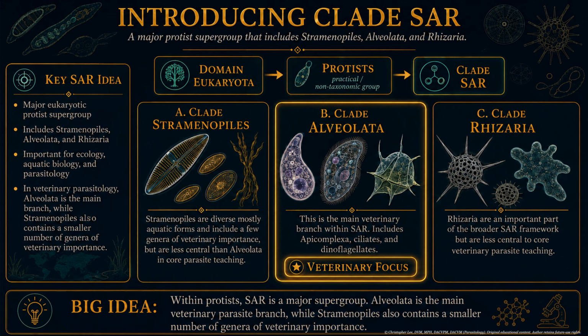Stramenopiles include a smaller number of veterinary relevant genera. Alveolata is a big veterinary branch here. It includes Apicomplexa, ciliates, and dinoflagellates. Rhizaria is important in a broader SAR framework, though less central to the main veterinary parasite groups we emphasize. For this overview, Alveolata is where much of the veterinary parasite action lives.